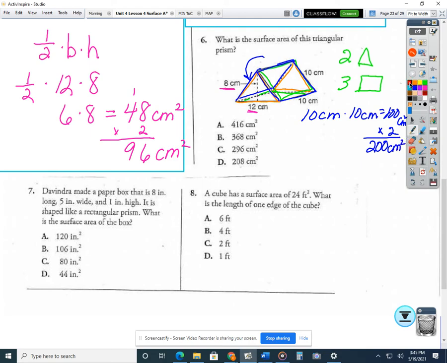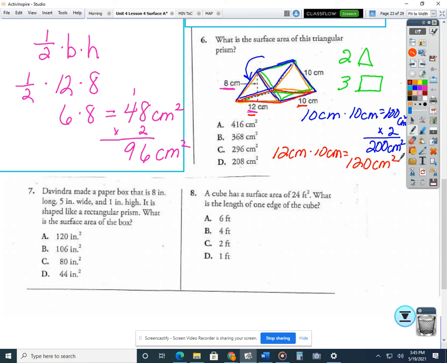But notice our bottom rectangle is different. Our base rectangle has different dimensions. It is 12 by 10. So 12 centimeters by 10 centimeters, its area will equal 120 centimeters squared.